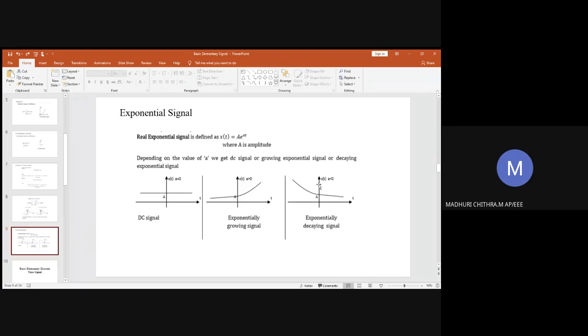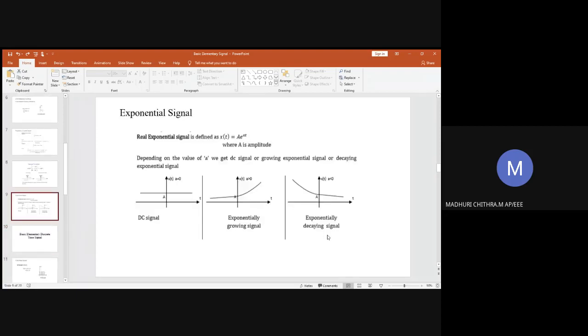It will be an exponentially growing signal. Next, a less than 0 means the signal will decay exponentially. So these are the real exponential signals, and we get DC signals for a equal to 0. For a greater than 0, it is an exponentially growing signal. For a less than 0, it is an exponentially decaying signal.